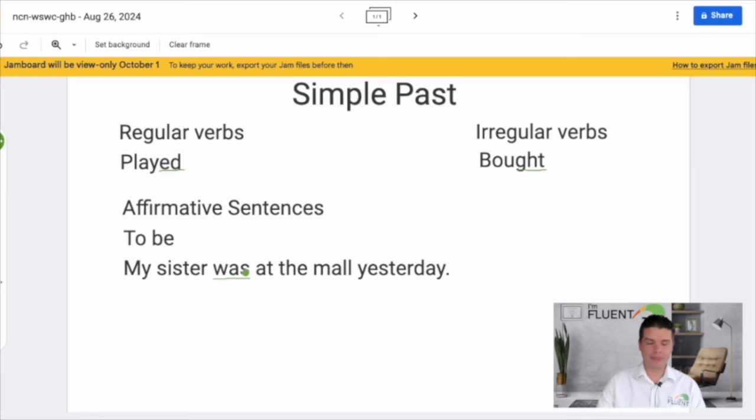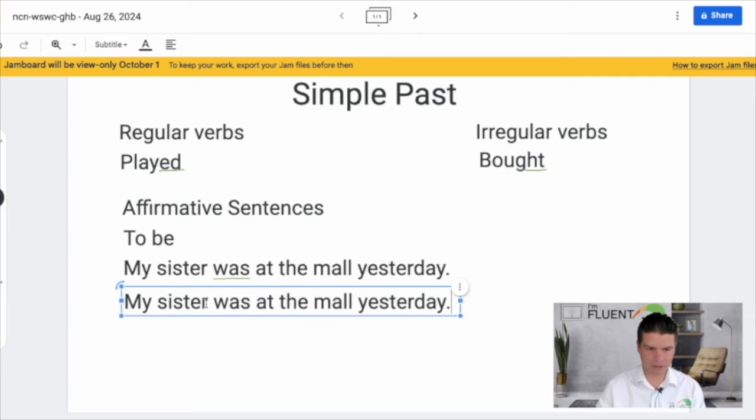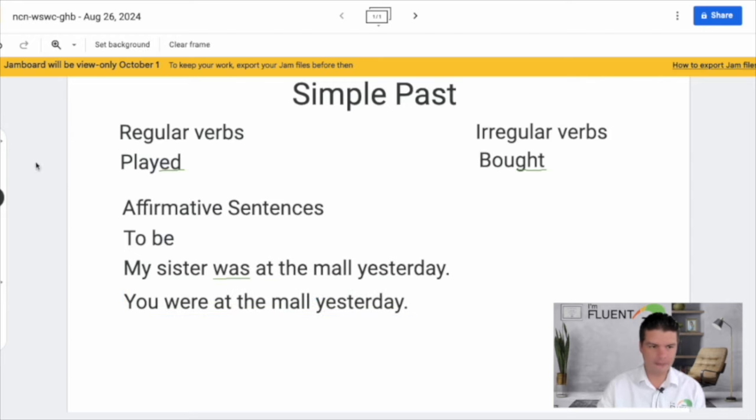If it were not the third person, such as my sister or she or Karen, it would have to use the verb to be conjugated in its correct form, and it would be were. So for example, let me just copy this same sentence, and I'm going to put you as the viewer. You were at the mall yesterday. That's for the verb to be.